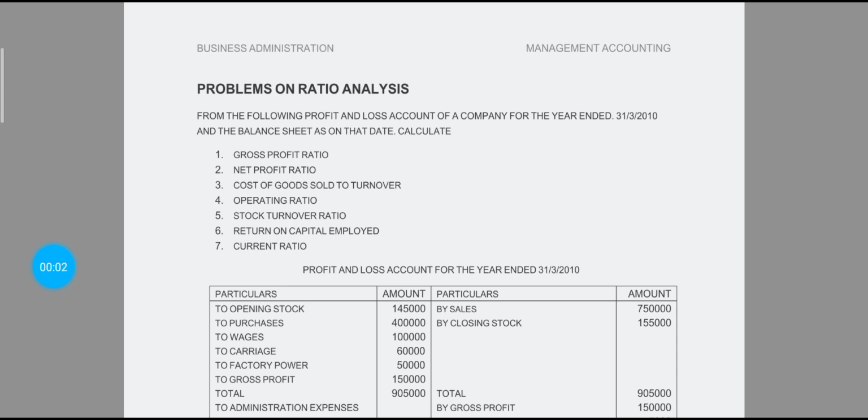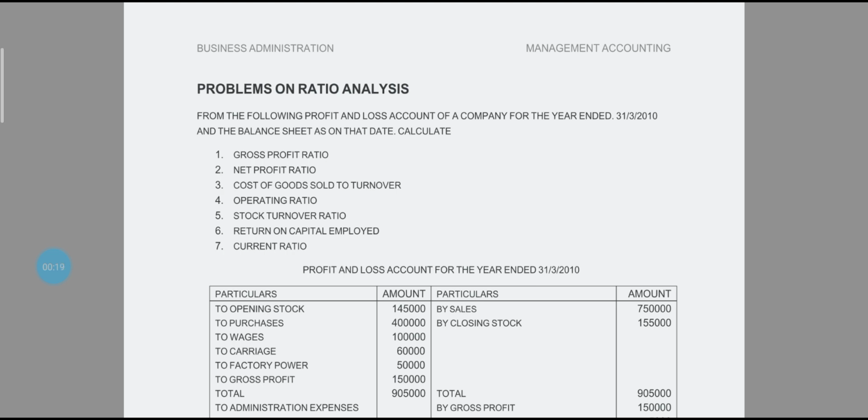Hello everyone. In this video, let's solve a problem on ratio analysis. Unit 3, chapter name is ratio analysis. From the following, let's read the problem first.